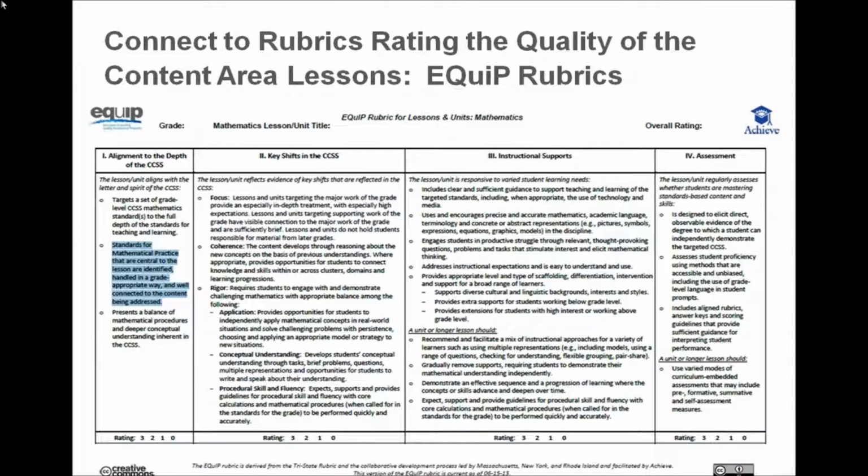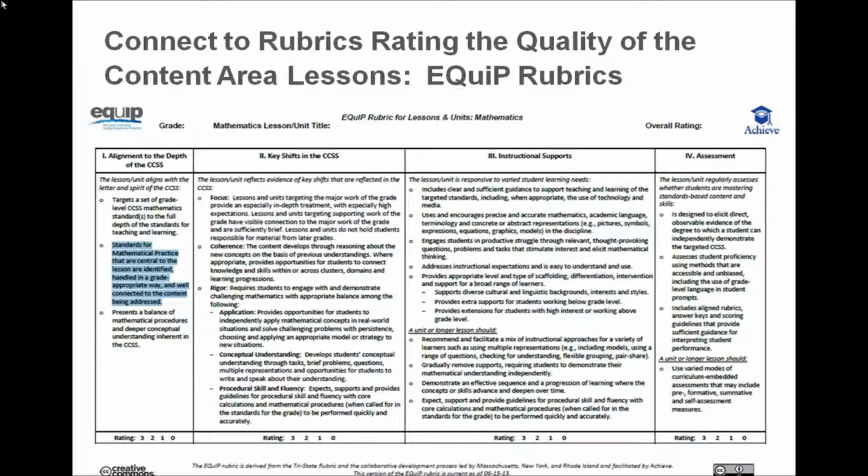As you're looking through your lessons, I just wanted to point out, if you haven't already seen this, there are groups of lessons now being created in relation to the EQUIP rubrics. One of the nice things is that in this rubric, they're looking at the quality of lessons and their alignment to college and career ready standards. One of the dimensions they look at is alignment to the depth of the Common Core. On the left-hand side, standards for mathematical practice that are central to the lesson are identified, handled in a grade appropriate way, and well connected to the content being addressed. These content area lessons are a super place to start in thinking about lessons that can be chosen and then amplified in terms of the language demands.